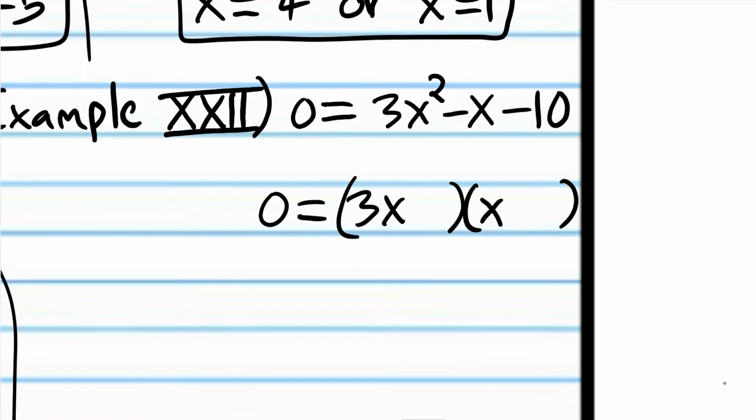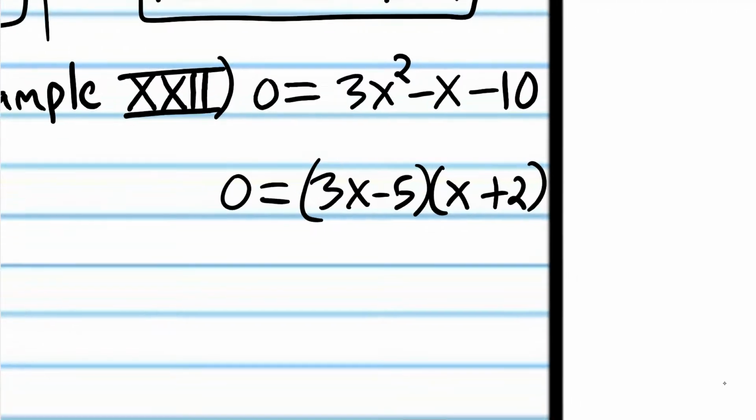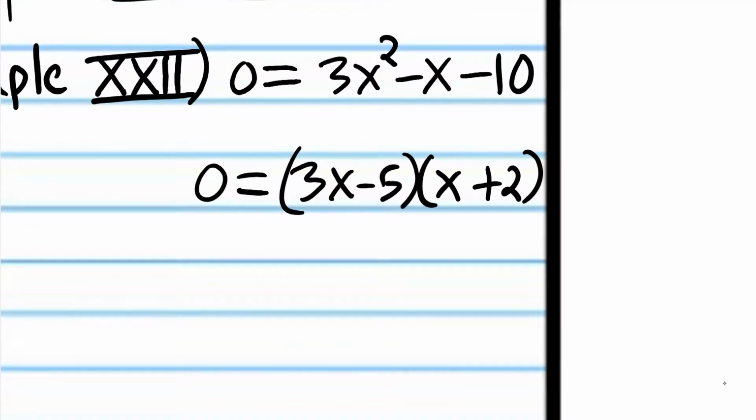So let's see what we can do here. What's a negative 10? That's very important to understand. So let's try negative 5 and positive 2. One number has to be negative, the other has to be positive if they're going to multiply to negative 10. So now to check this, we have to FOIL.